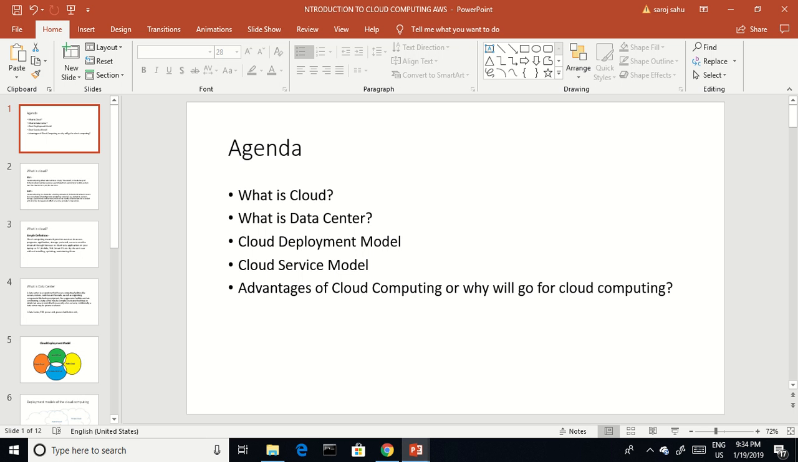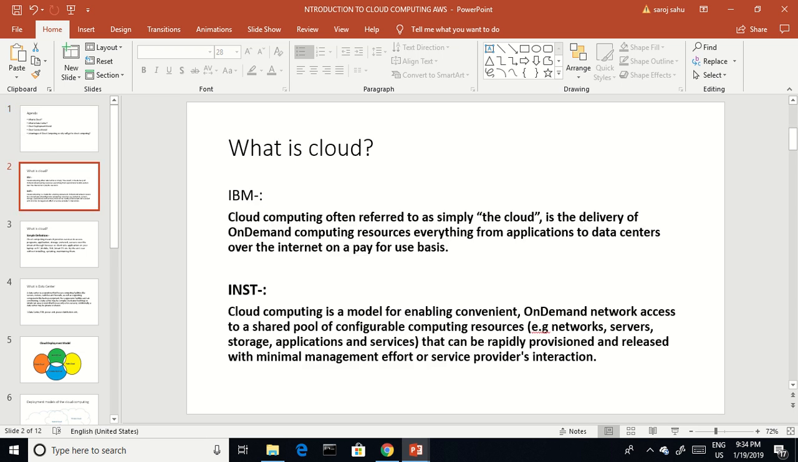In this session, we'll discuss the introduction of cloud computing. So, the very first question that comes to our mind: what do you mean by cloud? By the IBM definition, cloud is a delivery of on-demand computing resources, everything from the application to the data centers, over the internet on a pay-for-use basis.